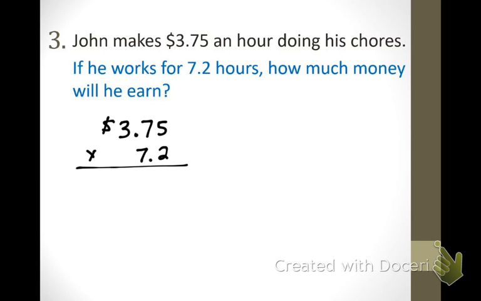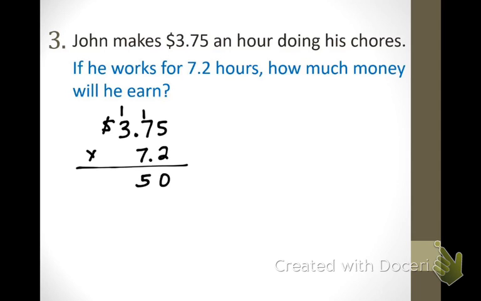Now notice, guys, did I line up my decimal points? No. You only line up decimal points when you are adding and subtracting, not when you are multiplying, okay? All right, Jakari, help me out. How do I do it? 5 times 2 is 10, and what? 1. 7 times 2 equals 14, plus 1 equals 15. 3 times 7 equals 21, plus 1 equals 22.